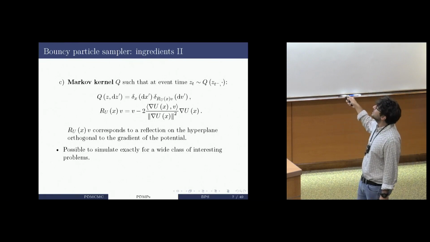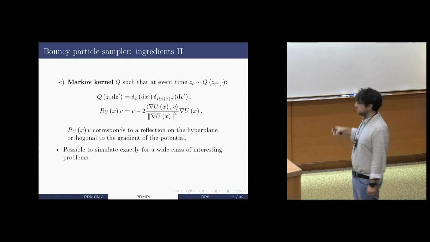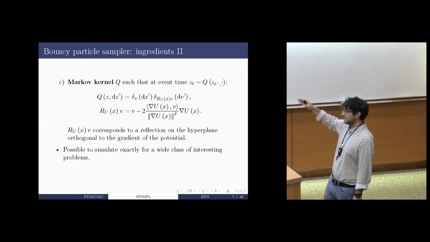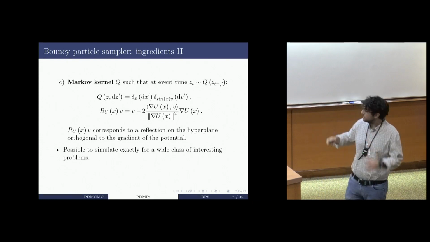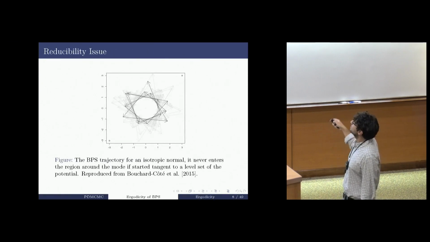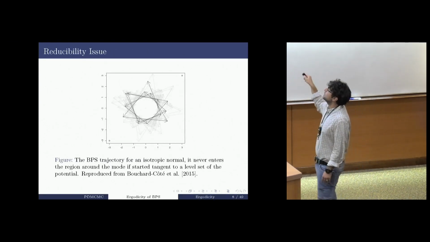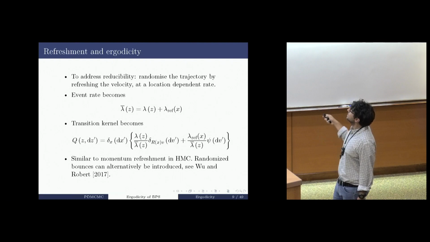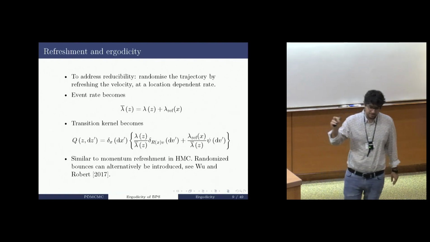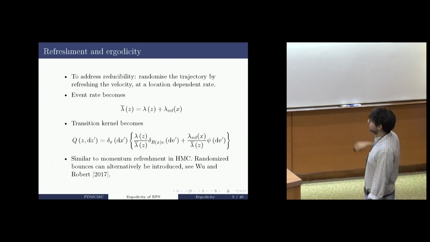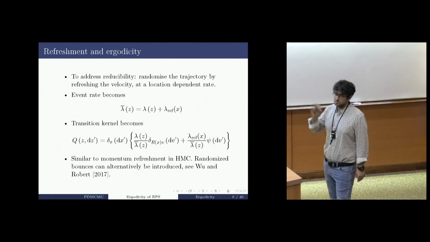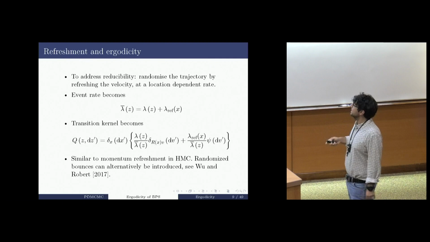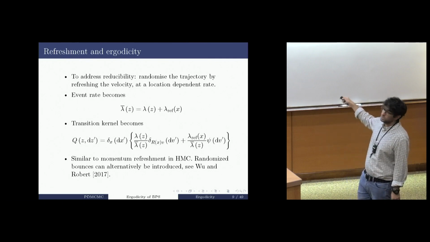The kernel basically is either you do a bounce, which is, as Alex described yesterday, you just reflect with respect to the tangent plane of the contours of your potential. But then there is the issue with reducibility. If you just do that, for an isotropic Gaussian, you will never enter a ball of a certain radius. So to beat that, you can add a refreshment, an independent Poisson clock with potentially location-dependent rates. At those times, you completely or partially refresh the velocity, and that allows you to go from any point to any point, thus removing the problem with reducibility, which is very similar to HMC, to be fair, right?